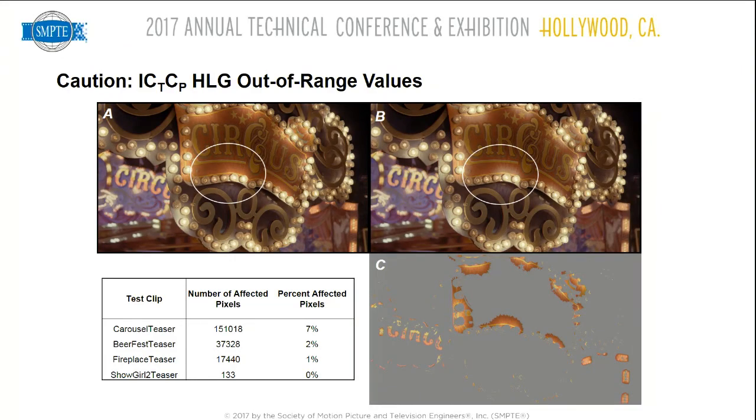the lower graph there. So for content like Carousel Teaser, which is really pushing the HDR storytelling mode, you get about 7%. For more normal content like Showgirls 2 teasers, it's basically 0%. And Fireplace, which has very vibrant fire, it's about 1% of the pixels. It makes a difference.